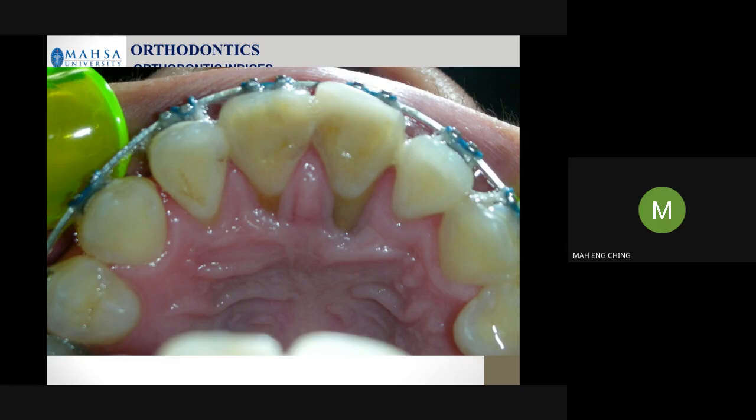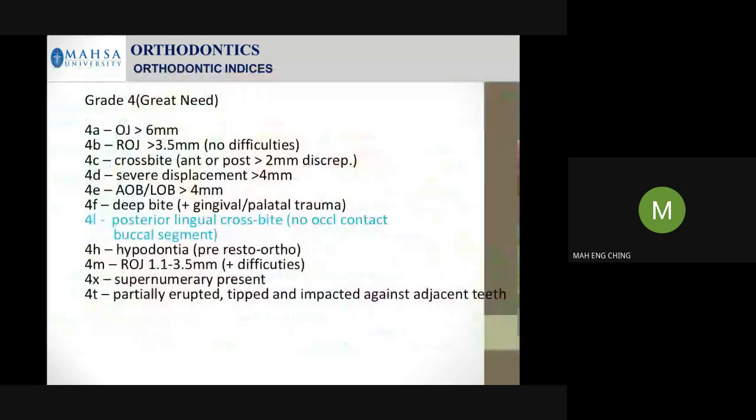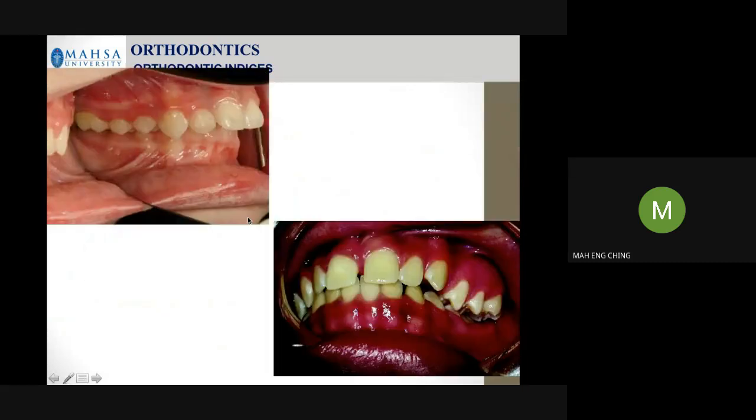gingiva. So posterior lingual bite, we are not talking about one tooth. No, not talking about a 7 in lingual crossbite. We are talking about a full segment. Full segment, usually from 4 to 7. The whole segment is in lingual crossbite. So this one is considered 4L.